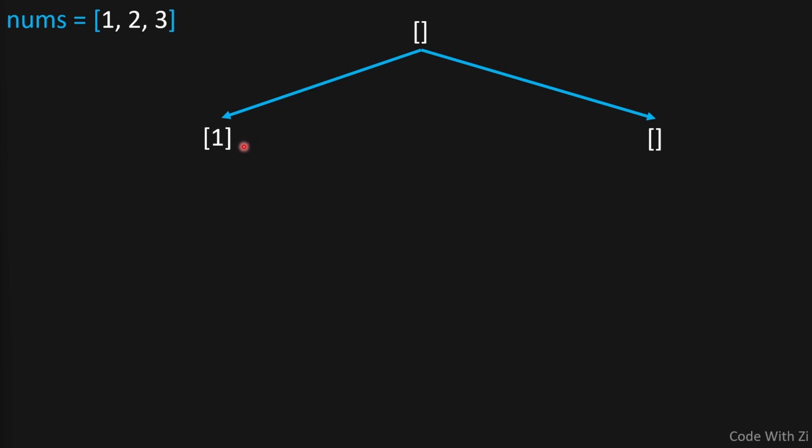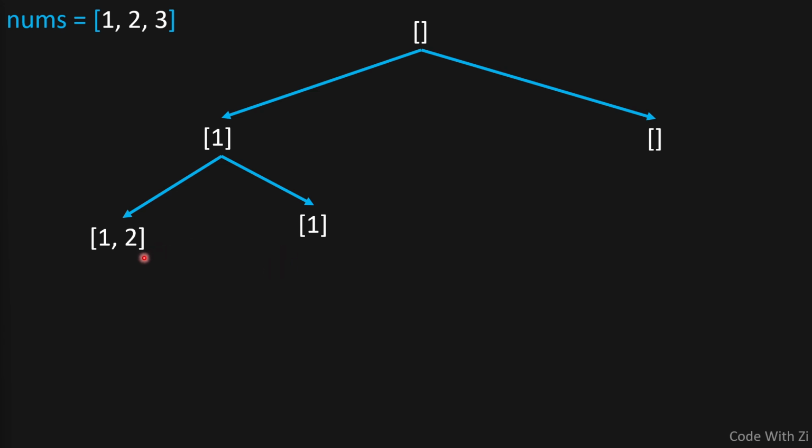We're going to be like, okay, if we add 1 to our array, what else can we do? Well, we can add 2 to it, or we can keep it as it is. So let's add 2 to our array. As you can see, now 2 is also added, or we can just leave it as it is. Each time we're going to have two decisions: either add a number to it or keep it as it is.